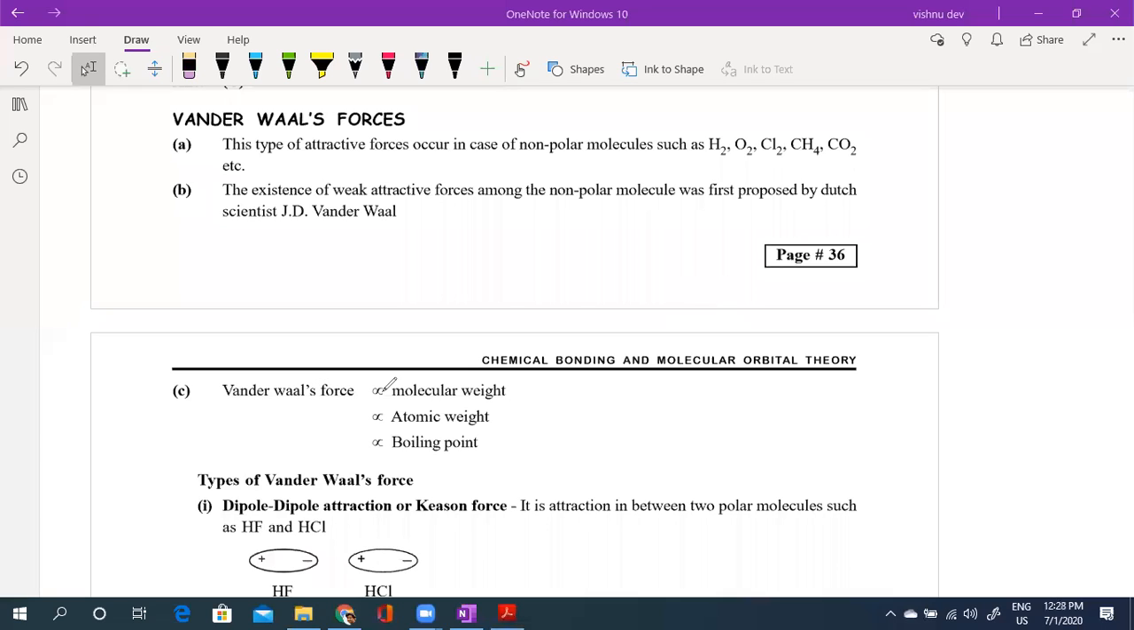Now intermolecular forces, right, or van der Waals force is directly proportional to molecular weight, right, or atomic weight, and boiling point is directly proportional to van der Waals forces. ठीक है, ये तुम याद रखना. And it is also inversely proportional to branching. ये भी लिख लो.